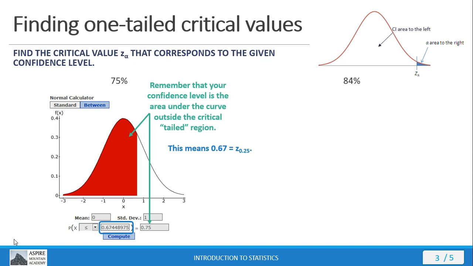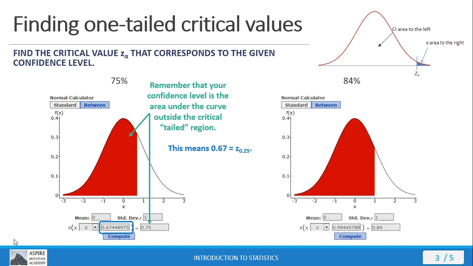Okay, let's see how well you did with this. So 84% confidence level means the area on the left side of the distribution is 84%. So I'm going to put that 84% there in my probability field. When I hit compute, my z-score comes out 0.99. So that is the critical value z sub alpha that corresponds with that given confidence level.